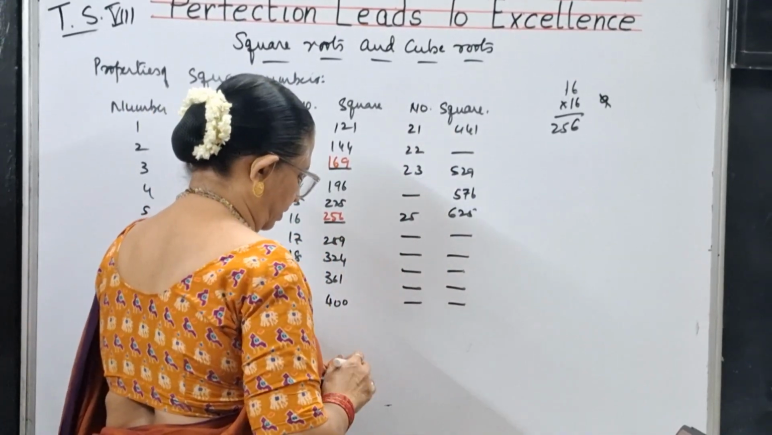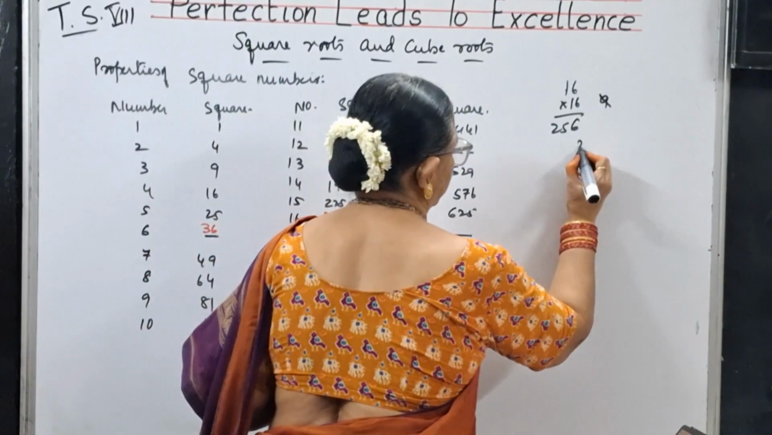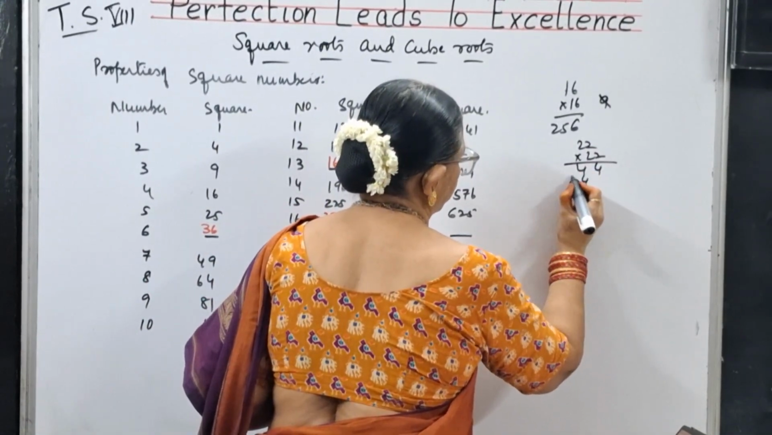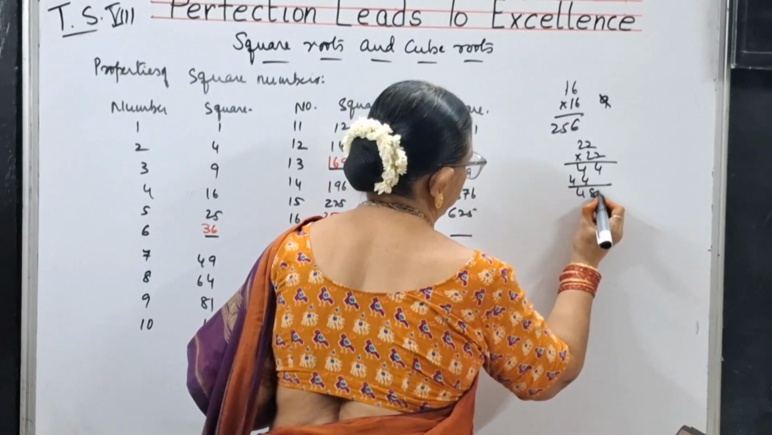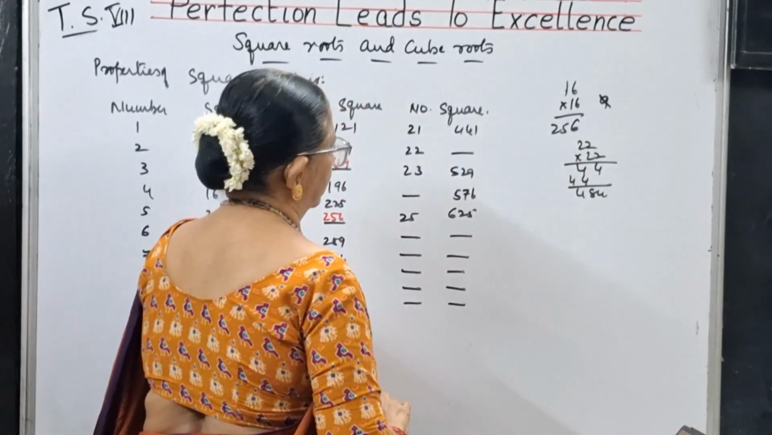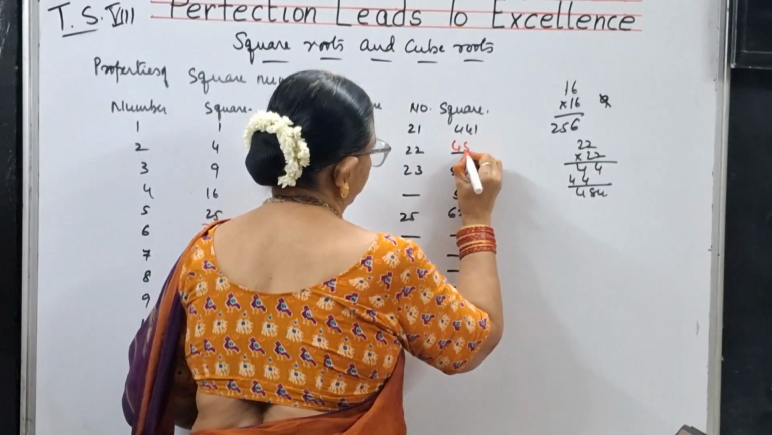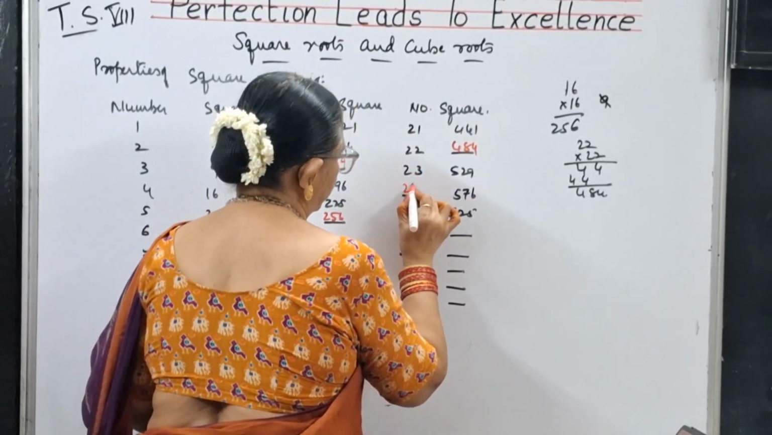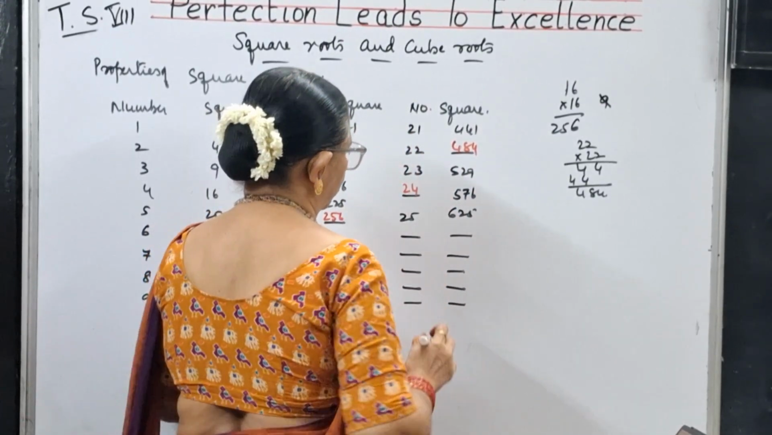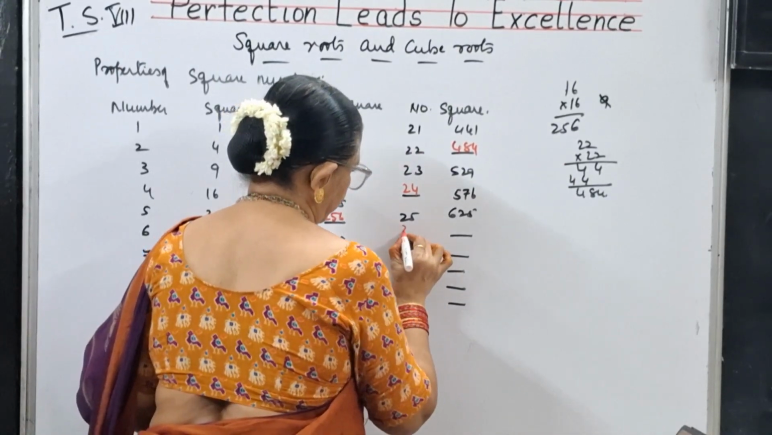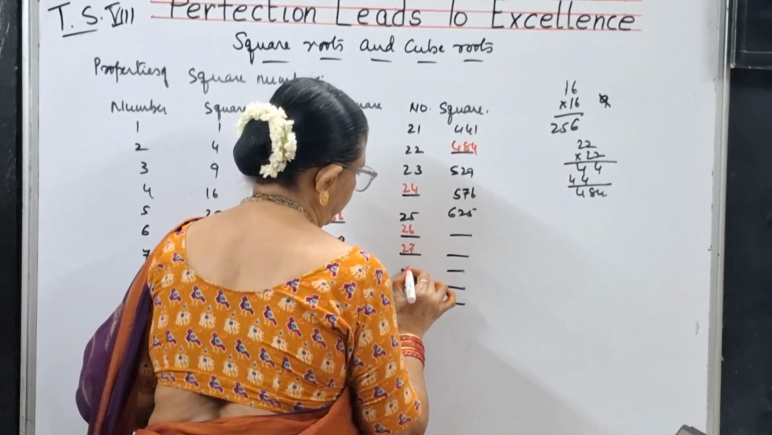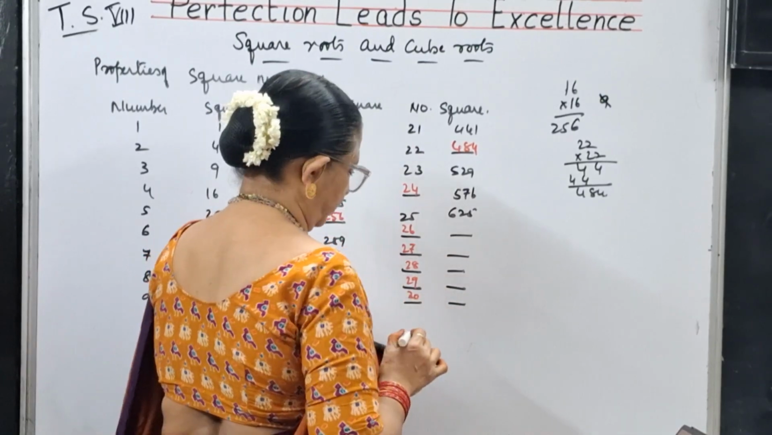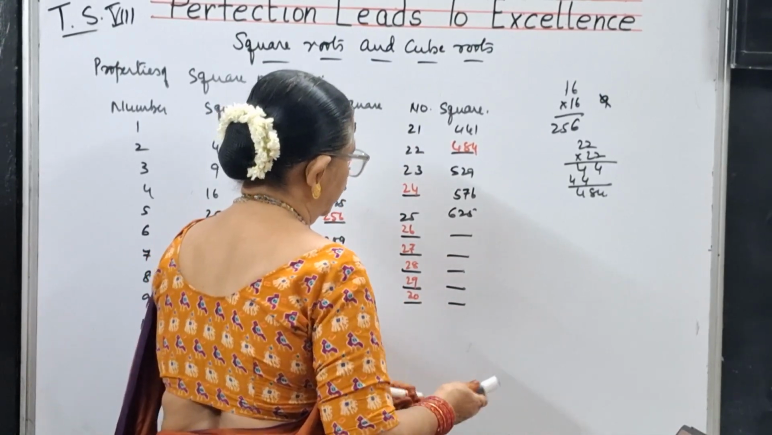So now let us see 22, 22s are 22 into 22. 2 2s are 4, 2 2s are 4, and 4 and 4, 484 you are getting. So 22, 22s are 484. Now see 21, 22, 23, definitely it is 24. Now 25 means 26, 27, 28, 29, 30. So let us see their values.